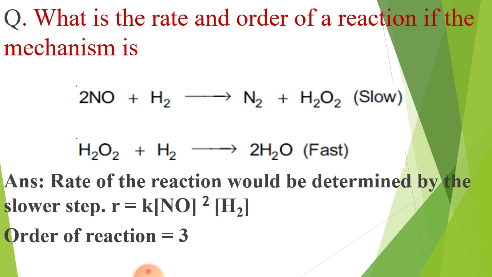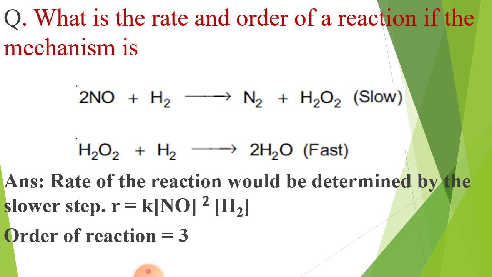Now here one question is given to you. How to know that? You can write the rate of reaction if the mechanism is given. So look at the question: what is the rate and order of reaction if the mechanism is 2NO plus H2 gives N2 plus H2O2? Here write slow. Then H2O2 plus H2 gives 2 water molecules, this is the fast reaction.